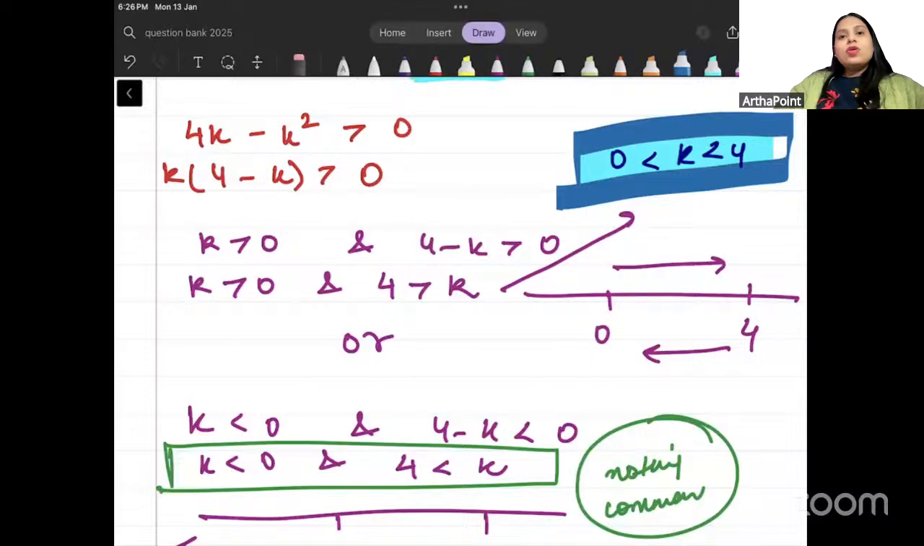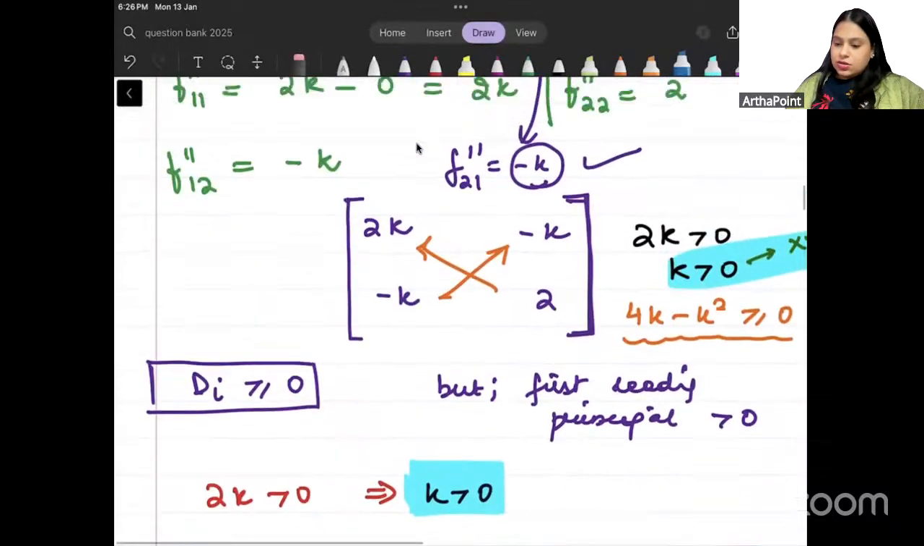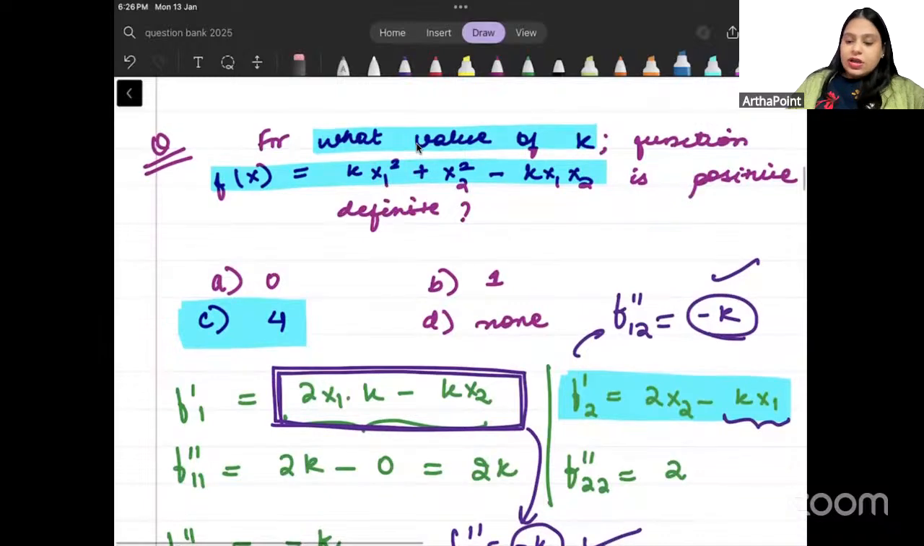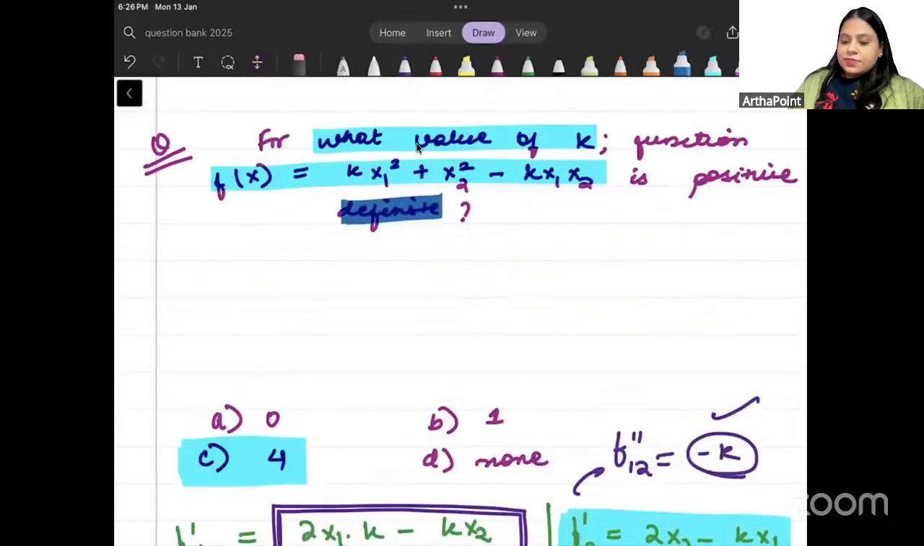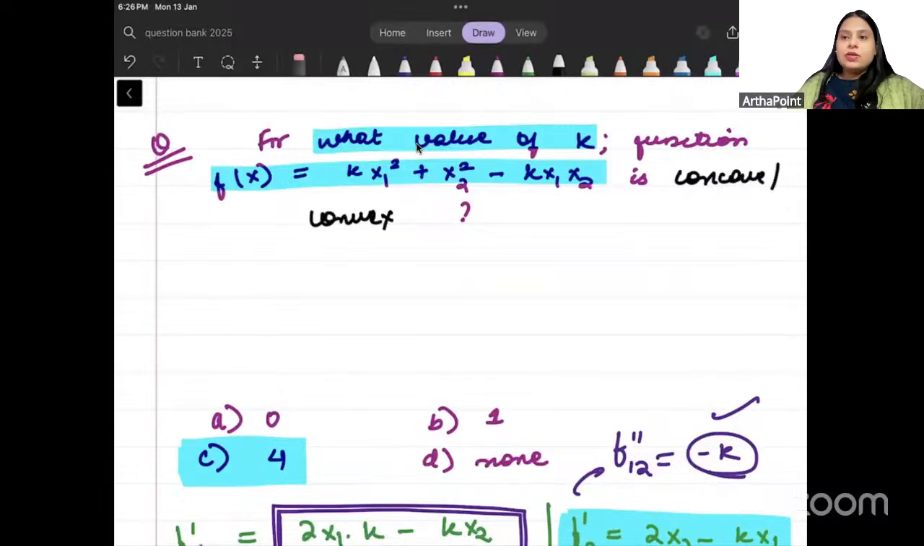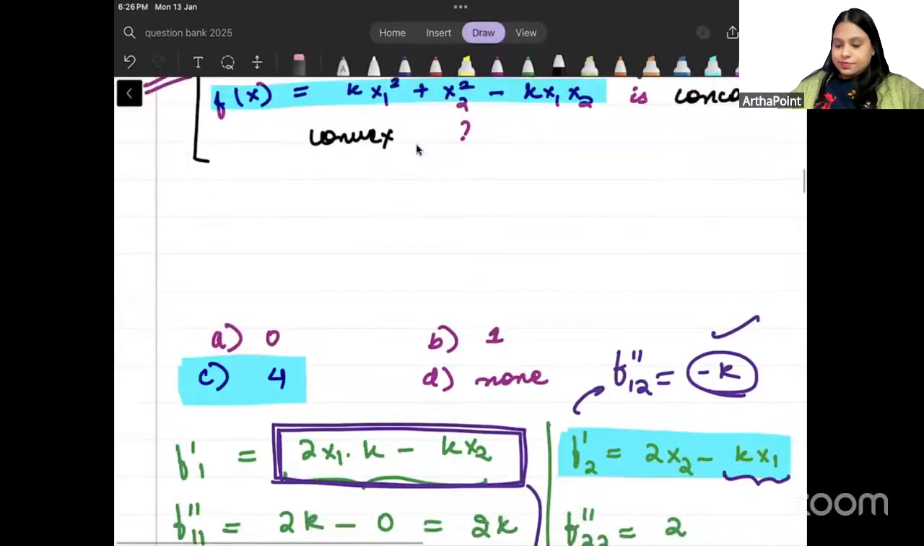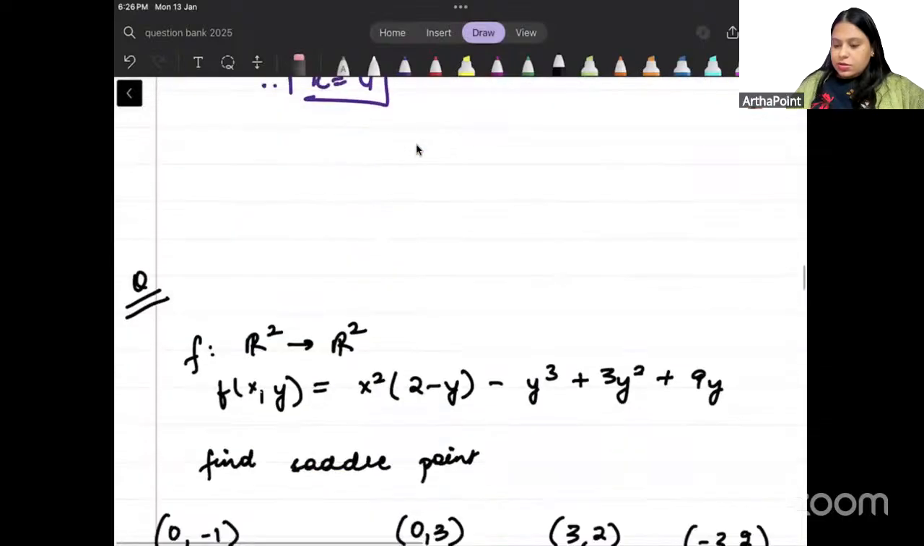Now in the exam, you can also get a question which is a little different. It is not necessary that they ask positive definite. They could have asked you for what value of k this will be a concave function or a convex function. Then again you have to do the same things, positive definite or semi-definite, but you have to just think differently. That is the only change. Otherwise the question is going to be the same. Okay, give this a try.